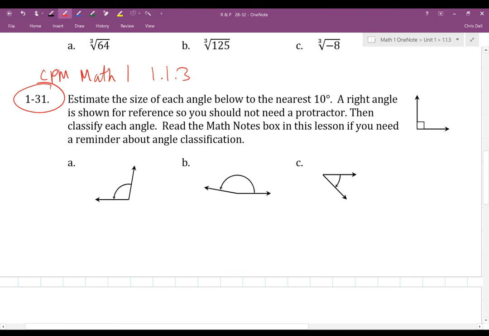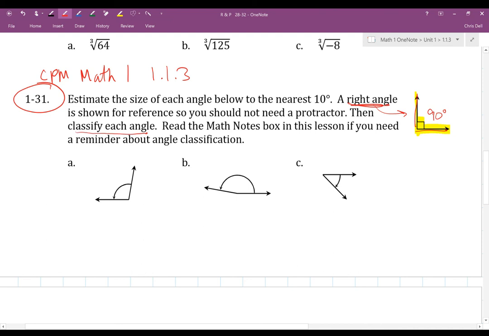A right angle is shown for reference. So here's our right angle. Every right angle is 90 degrees. It's shown for reference so you don't need a protractor. Then classify each angle. So we also have to classify each angle.